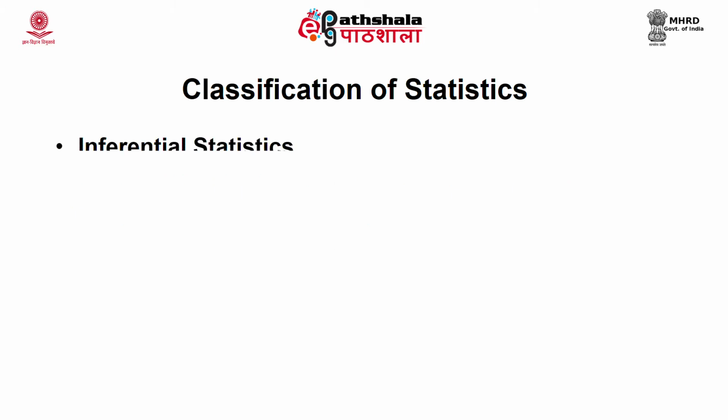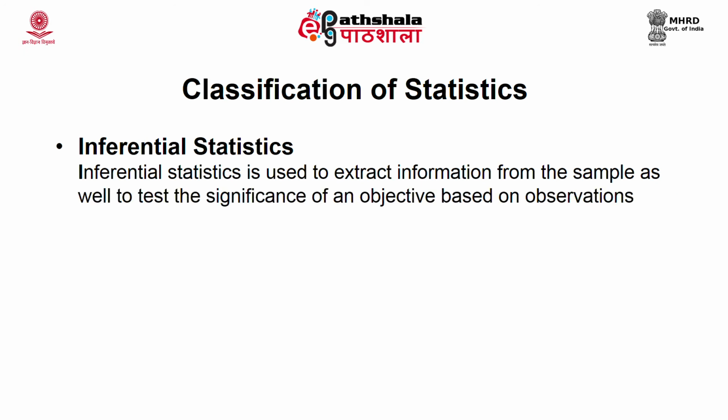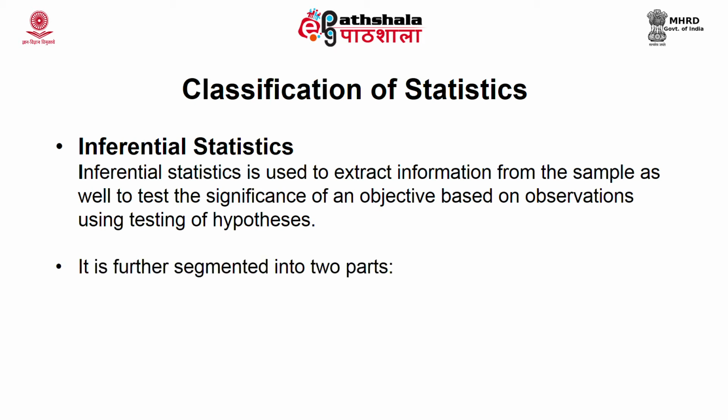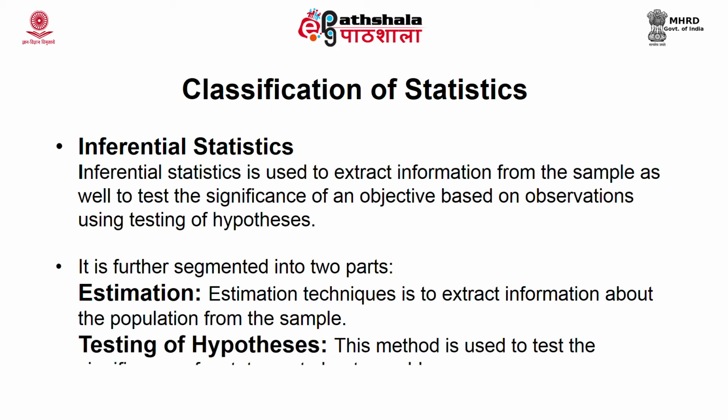Now inferential statistics is used to extract information from the sample as well as to test the significance of an objective based on observations using testing of hypothesis. It is further segmented into two parts. One is estimation. The estimation technique is to extract information about the population from the sample. That means we have a sample with us, and to extract information from that particular sample, we use estimation. Second is testing of hypothesis.